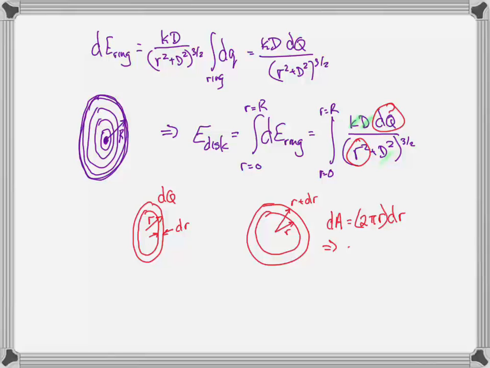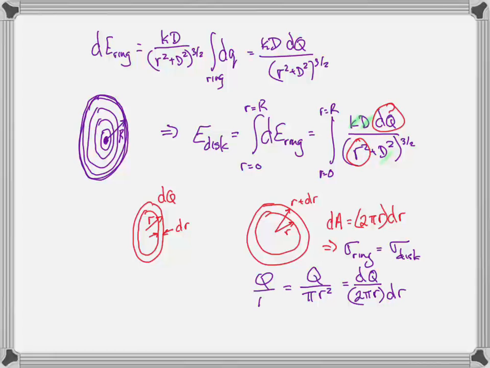I hesitated there because I wasn't sure "therefore" was the right thing. But anyway, the charge density of the ring is the same as the charge density of the disk, right? They have the same density, because the charge is evenly distributed. That's the whole point of talking about charge density. So the charge density of the disk, which was Q over pi R squared, is equal to the charge density of the ring, where the ring's charge is dq and the ring's area is dA, which is 2 pi r dr. So this is charge over area. This is sigma.